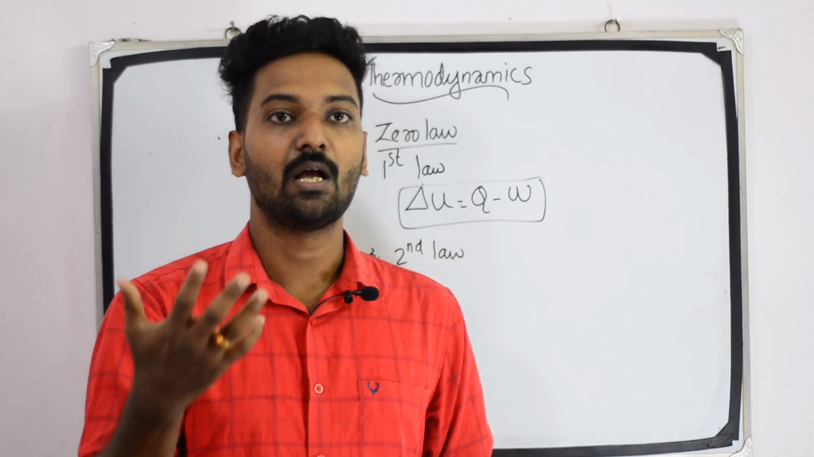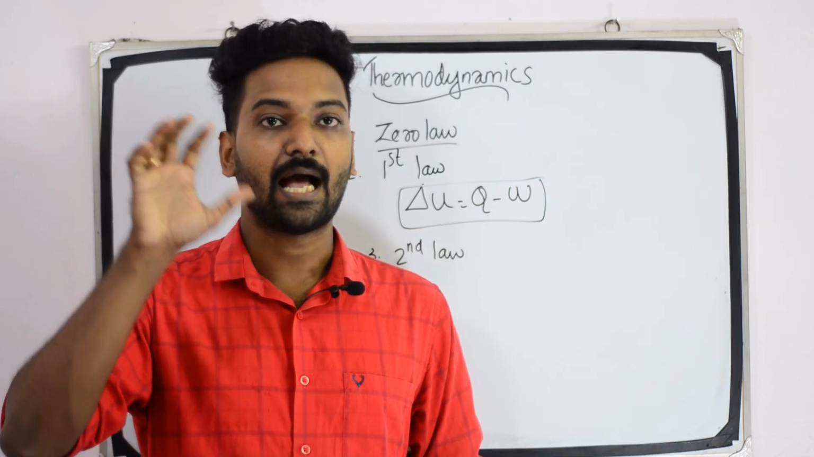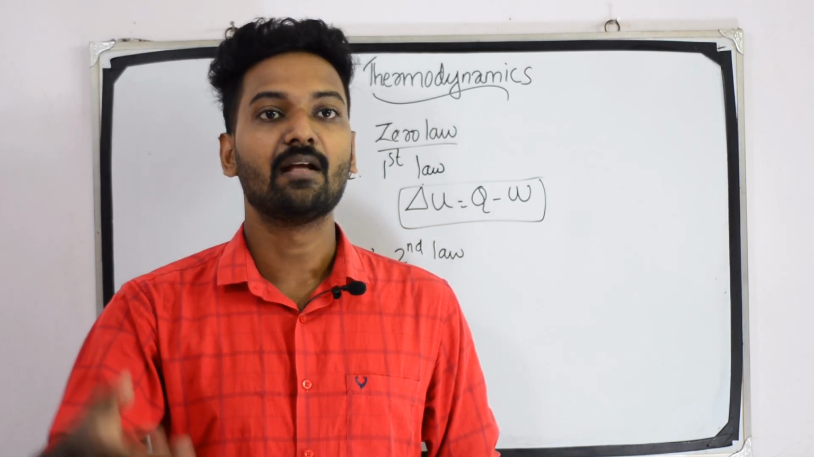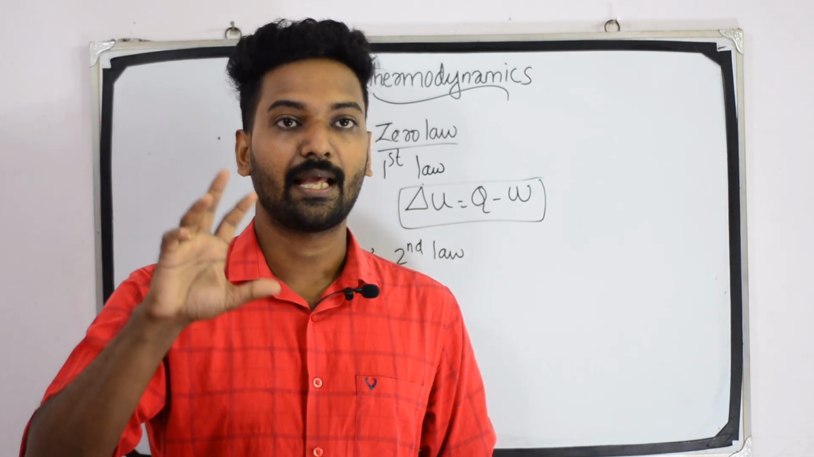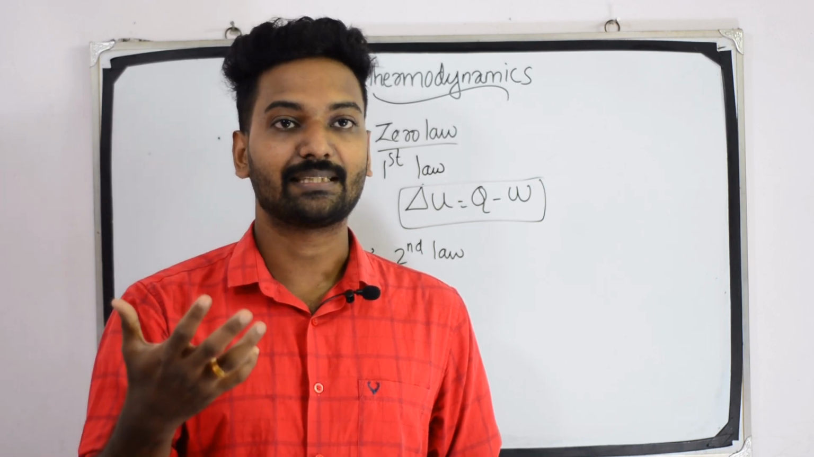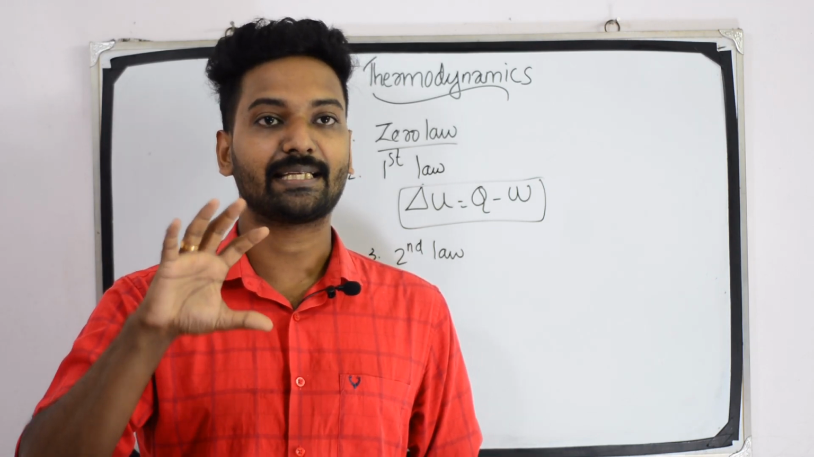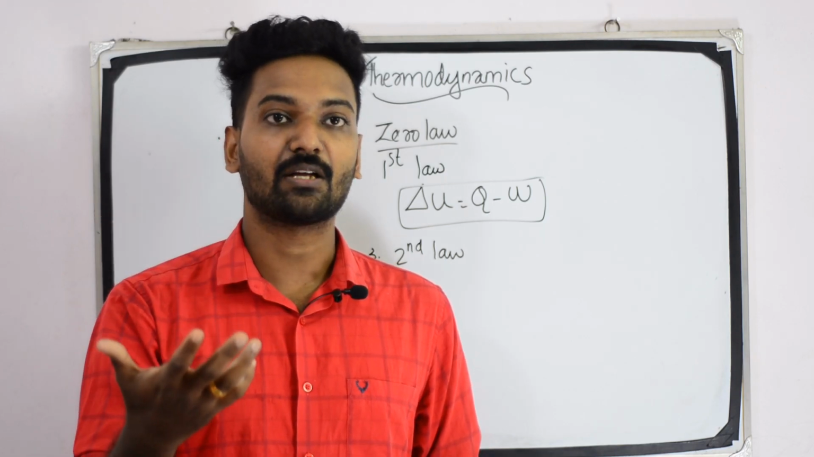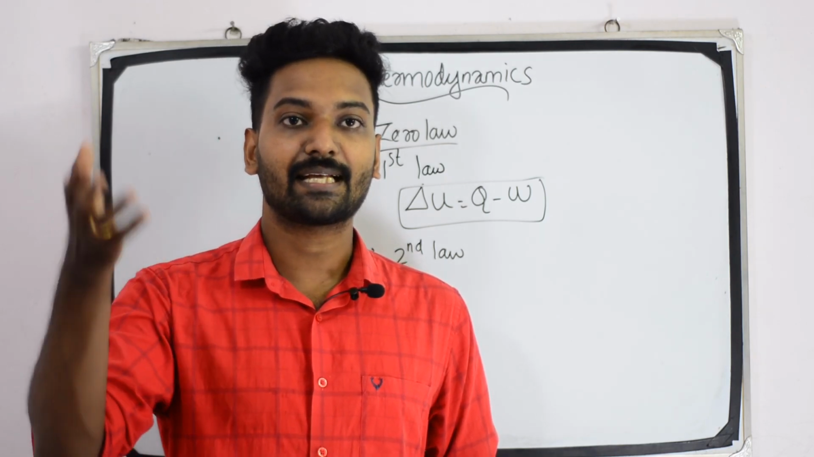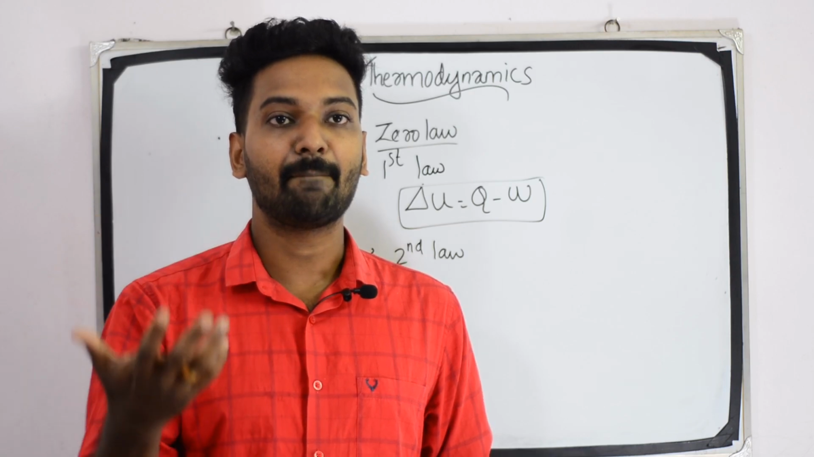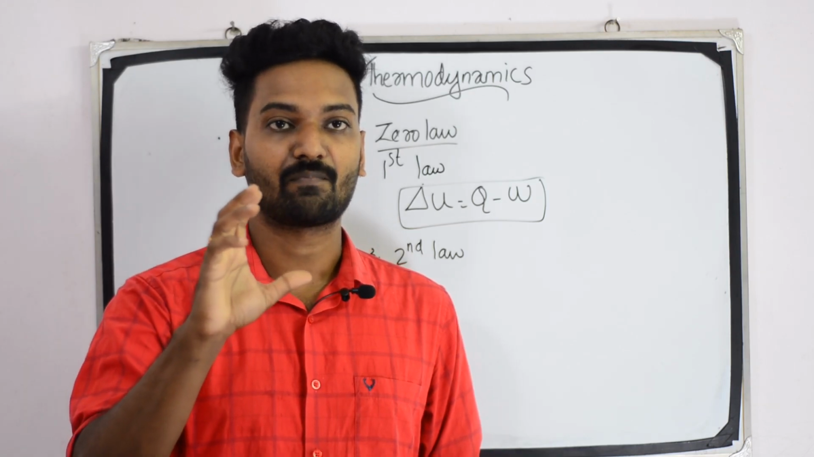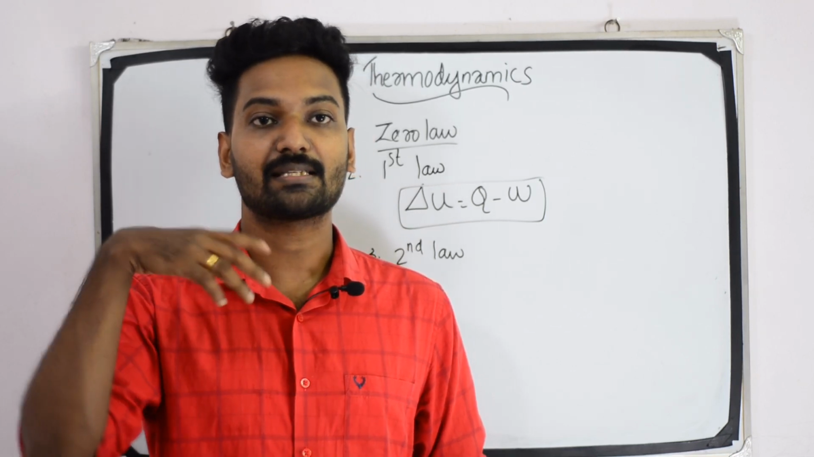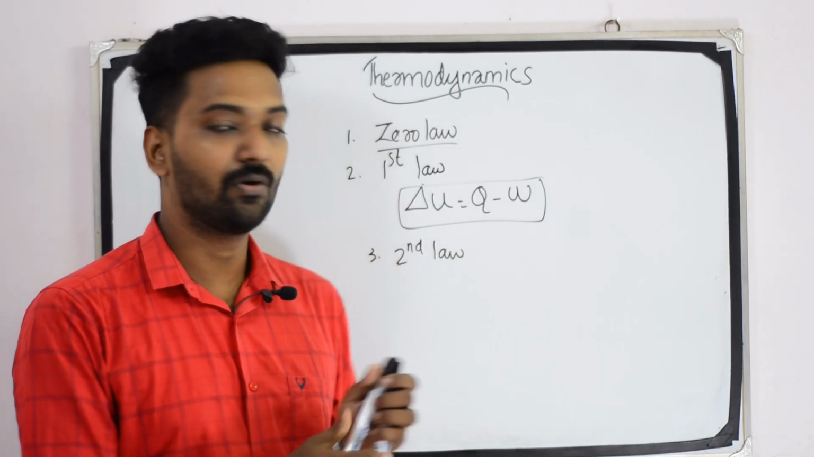A perpetual motion machine is a hypothetical machine that can do work indefinitely without an energy source. The second law declares the impossibility of such a machine. So that is all about the second law.